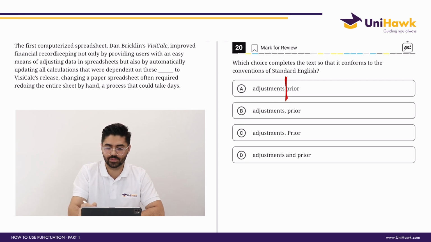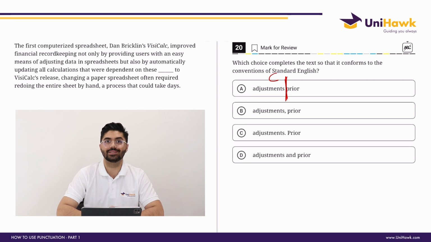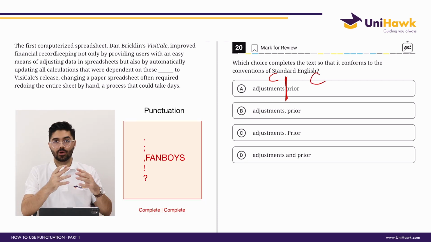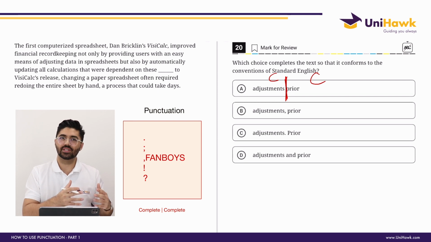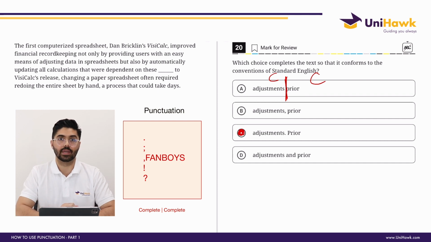That's a complete idea, so I'm going to mark that as C. Prior to VisiCalc's release, changing a paper spreadsheet often required redoing the entire sheet by hand, a process that could take days. That's another complete idea. So then we can use one of the punctuation marks we saw in this family. In this case, you can see a full stop in option C. Therefore, that has to be the answer.